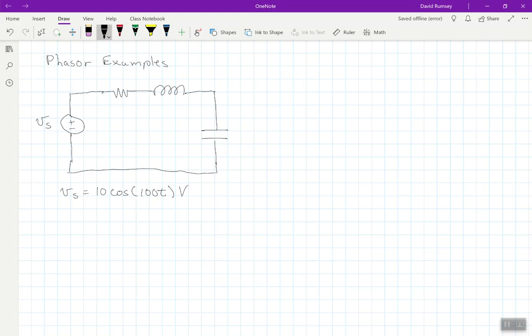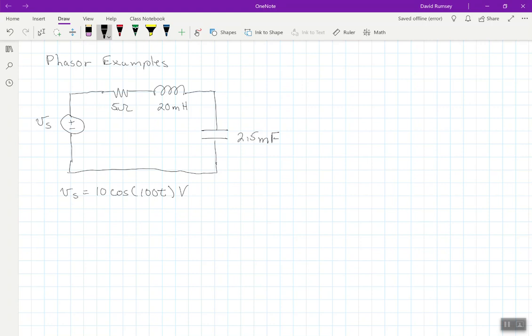So we have here that the voltage is going to be 10 cosine of 100t volts, 5 ohms here. This is going to be 20 millihenries, and this is going to be 2.5 millifarads. I'm not necessarily worrying about having accurate or realistic values here. I'm just using values that will give us some nice numbers.